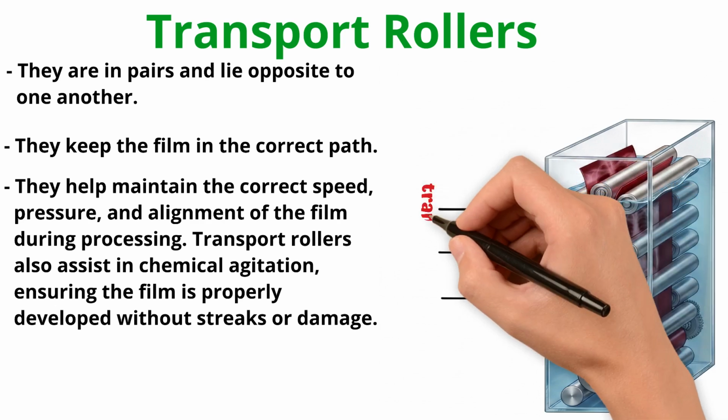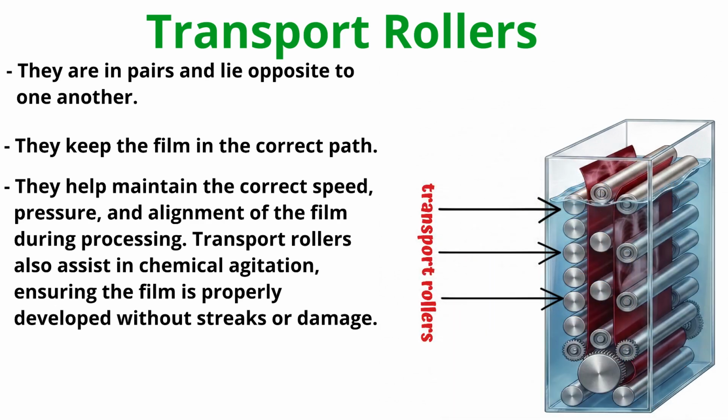But that's not all. The transport rollers also assist in chemical agitation, allowing fresh processing chemicals to flow evenly across the film's surface. This helps ensure the film is properly developed while preventing streaks, uneven processing, or damage. Although they may seem like simple components, transport rollers play a vital role in producing a high-quality diagnostic radiograph.